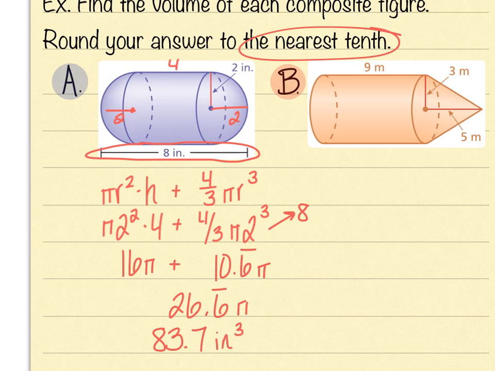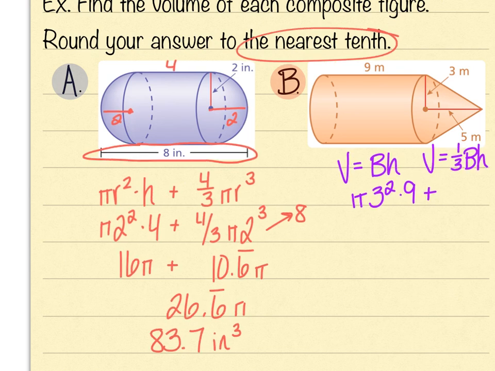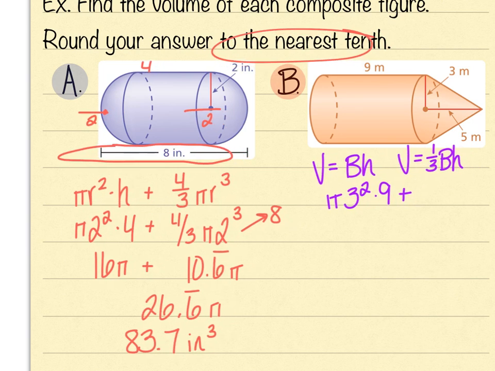We can move on to the next one, which is a cylinder and a cone. The cylinder formula, again, is area of the base times the height, which is pi r squared, times the height, which is 9. And then the cone formula, we know from the previous lesson, the cone formula is 1/3 area of the base times the height. So plus, because I'm going to combine these, might scoot this over just a little bit so I got some more room. Okay, so plus 1/3 area of the base, pi times 3 squared, times the cone's height, and the cone's height is 5.